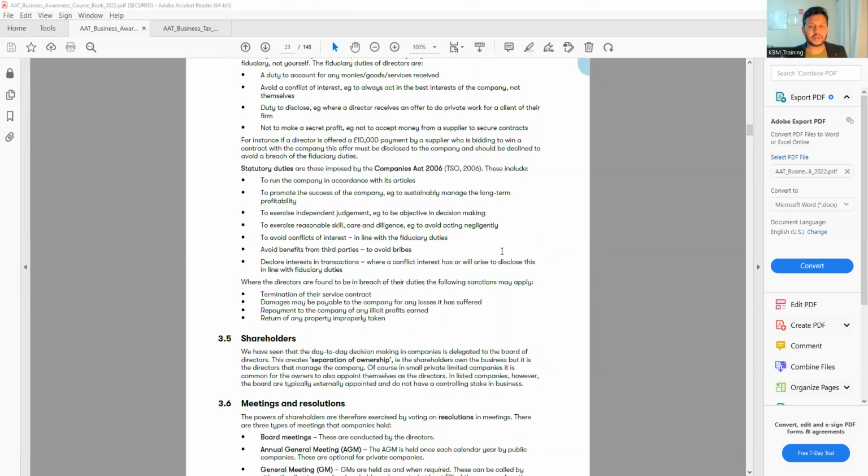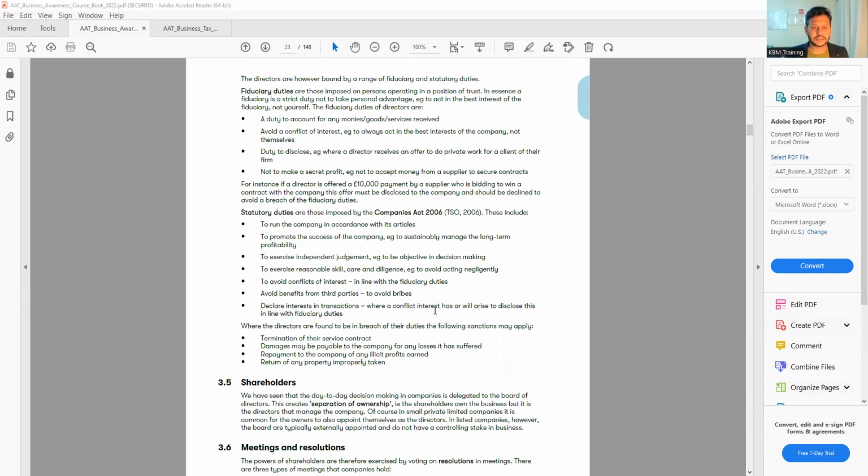Okay, so when you open a company, let's talk a little bit about the duties of the directors. Here, the duties of the directors: the duty to account for any money, goods received, services received, and to avoid conflict of interest. Conflict of interest means you should not do something that you know will not be in the best interest of the company you work for. For example, if you are a director of Tesco, you cannot work as a director of Asda or Sainsbury because they're competitors. So this sort of thing creates a conflict of interest. So you should avoid conflict of interest if you are a director.